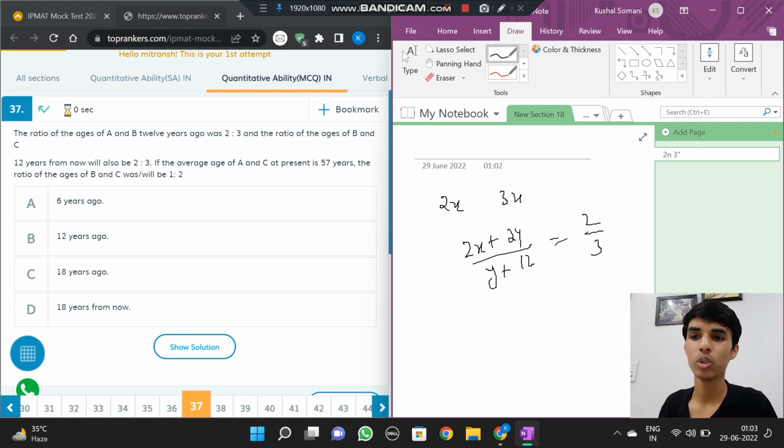the values of x and y, because we have another equation that the average of A and C at present is 57 years. So we'll get two equations of x and y, and we can calculate the values of x and y respectively, which will provide us the current ages of B and C. Once we are provided with the current age of B and C, we can put in the options to see when the ratio of the ages of B and C will be 1:2.